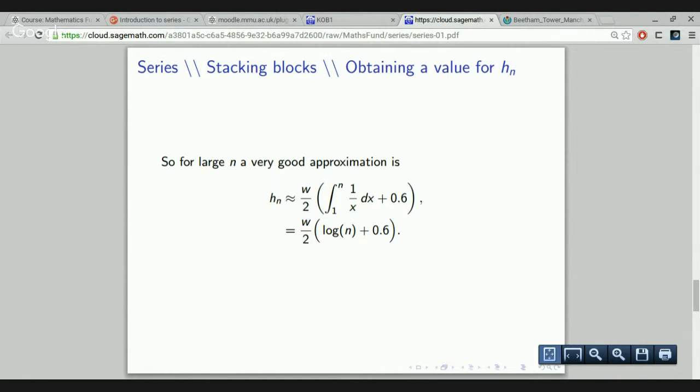So this gives an approximate value for the overhang in a stack of n blocks. It's W over 2 times basically the logarithm of n, and there's an adjusting error term 0.6. But it's basically W over 2 times the logarithm of n. And that logarithm function, of course, gets larger and larger as n gets larger and larger. But the logarithm function gets large very slowly.